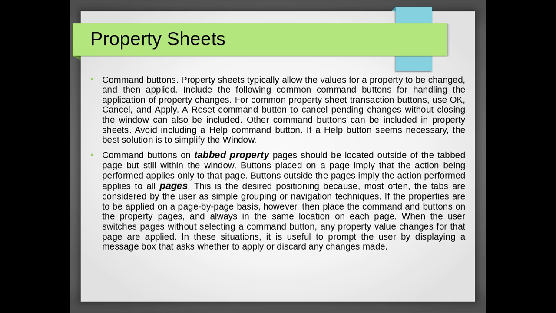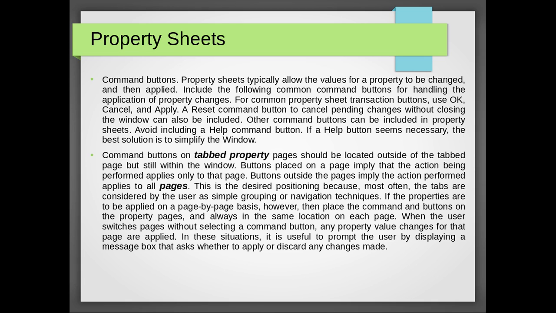If a help button seems necessary, the best solution is to simplify the window. Command buttons on tabbed property pages should be located outside of the tabbed page but still within the window. Buttons placed on a page imply that the action being performed applies only to that page. Buttons outside the pages imply the action performed applies to all the pages. This is the desired positioning because most often the tabs are considered by the user as a simple grouping navigation scheme.